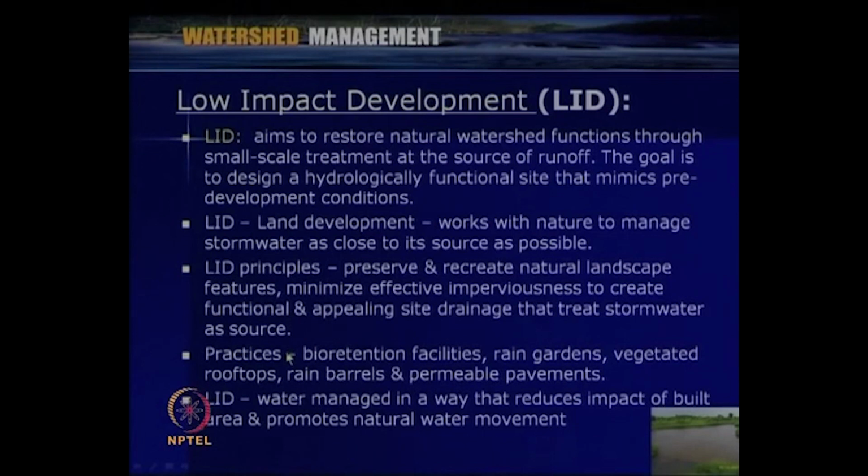So, these are some of the practices which are adopted in countries like the USA. And in LID, water is managed in a way that reduces impacts of built up areas and promotes natural water movement. So, that is the essence of LID. So, we are looking for natural water movement, so that more recharge will take place, flooding will be reduced, and there will be less possibility of water contamination.